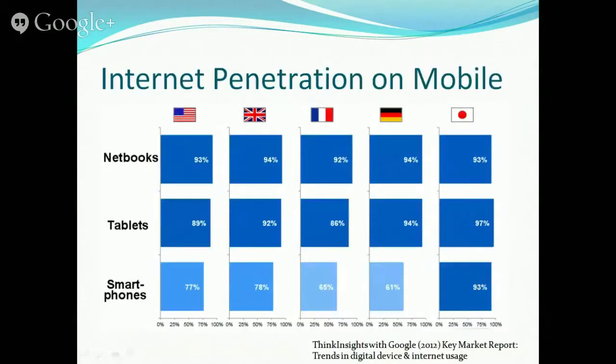Some more numbers. We're looking now at internet penetration on mobile. And today we can see that, well, this study was done back in 2012. It's done by Google, and we can see that internet penetration on mobile is steadily escalating. The study spans the US, UK, France, Germany, and Japan. And the trend, as we can see, is consistent through a steady increase.